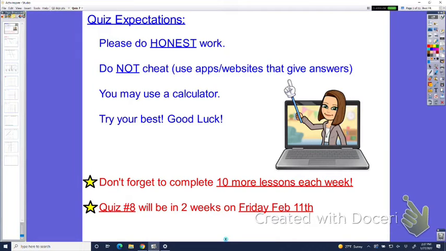Hey everyone, this is the quiz expectations for quiz number 7. It's going to be on lines, mainly graphing lines, slopes, things like that, but I'll review some things here first.